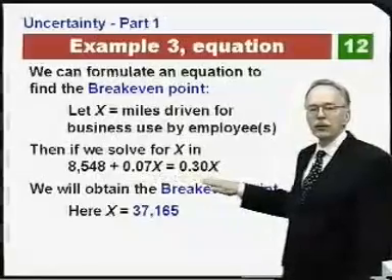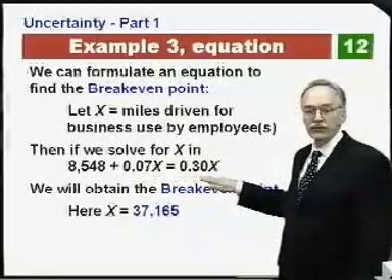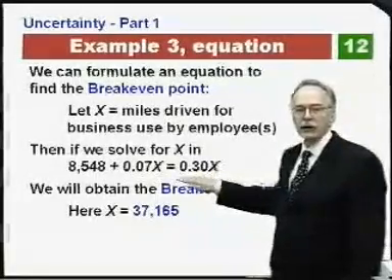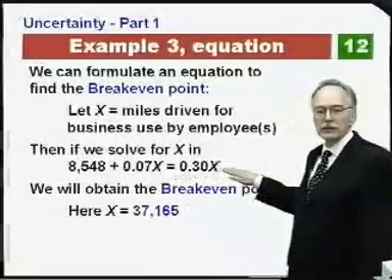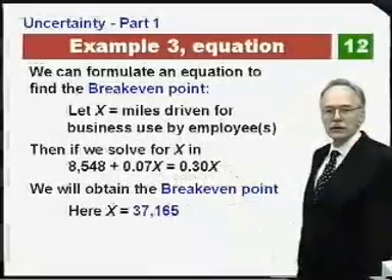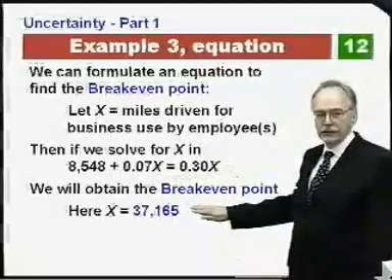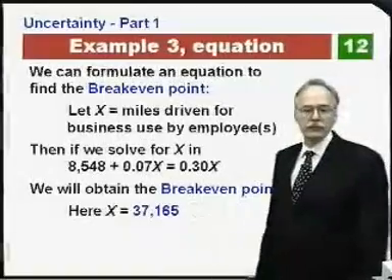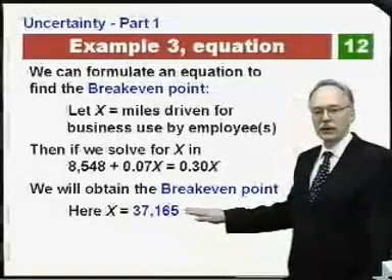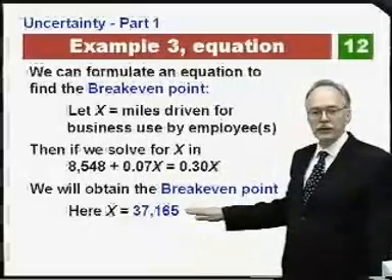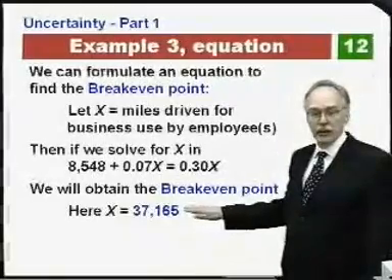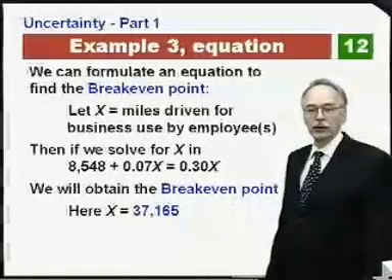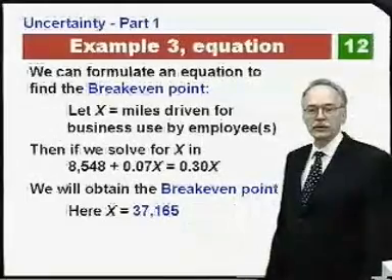And we set that equal to what the employer would pay the employees for the use of their private cars for business use. That would be 30 cents. So we find the unknown number of miles per year that makes this an equality. This is called the break-even point. And in this example, it's 37,000 miles per year, 37,165. That means if the employer expects the employees to drive more than this number of miles per year, it would be better for the employer to go ahead and buy the car, pay all the costs. Otherwise, let the employees drive their own cars and be reimbursed 30 cents a mile.